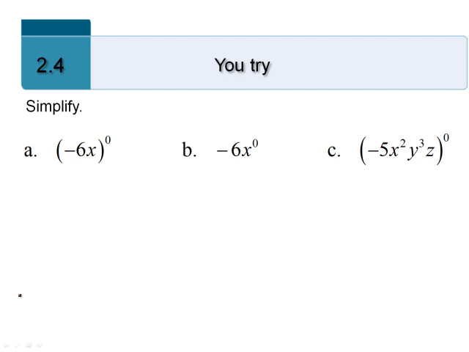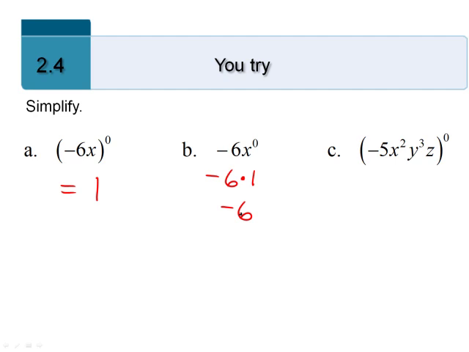So let's get started. On letter A here, we have negative 6x to the 0 power. So that whole expression is to the 0, which just means your answer is 1. Now B is a little bit tricky. What you have to remember there is that 0 only applies to the x. So what you have is negative 6, and then x to the 0 is 1. So you have negative 6 times 1, which is just negative 6. So that one's a little bit tricky.